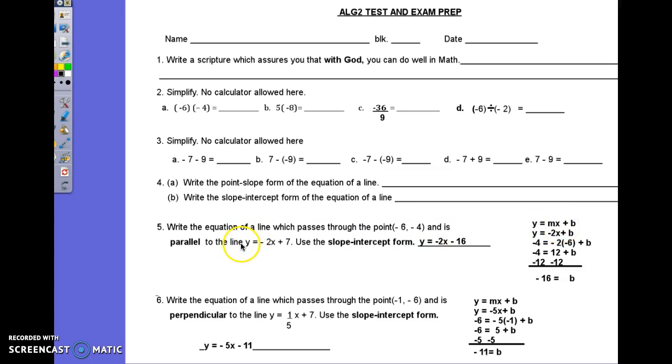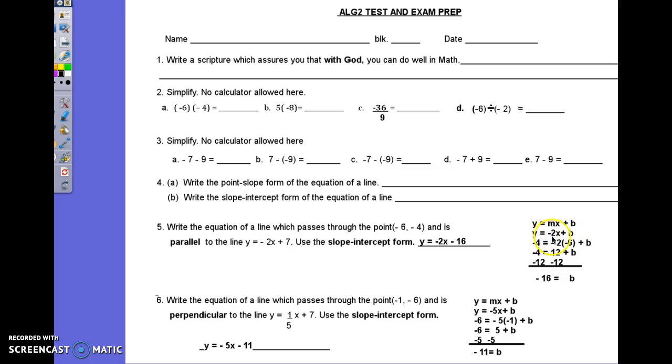Then, since the line we seek is parallel to this line, you know that parallel lines have the same slope. Whatever the slope of this line is, it's going to be the same as the slope of the line we seek. I'm sure you can tell me what the slope is. It's -2. So instead of m, we put -2: y equals -2x plus b.